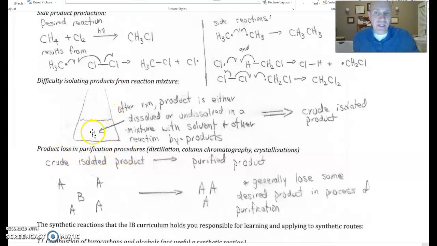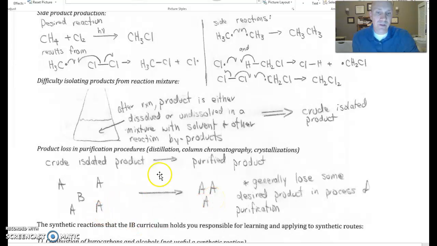So even if we get our desired product away from the solvent and most of the other byproducts, generally it's not going to be 100% your desired product. So you might have your product. We'll just say that our product is A, but B is just some impurity, something that's not what we want. What we want to do is get a purified product, and a purified product would be nothing but the compound that we want.